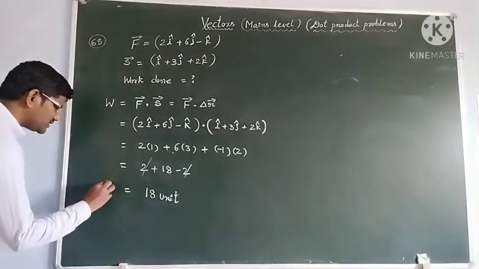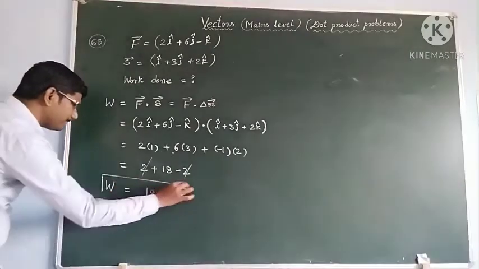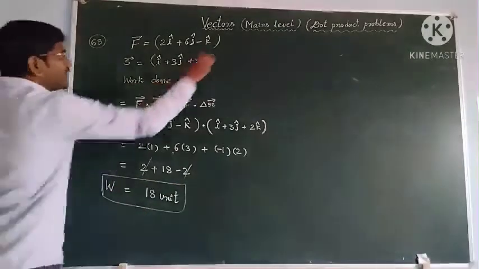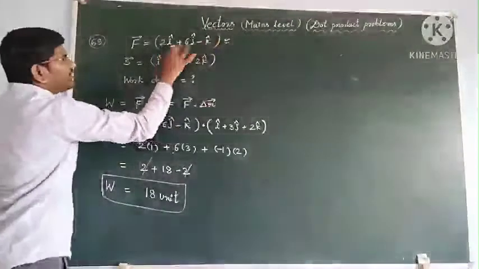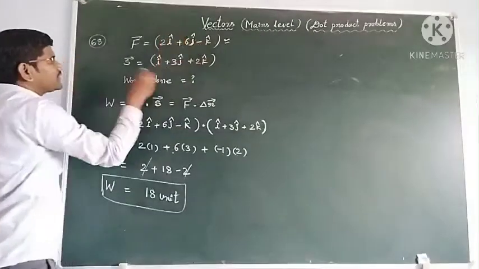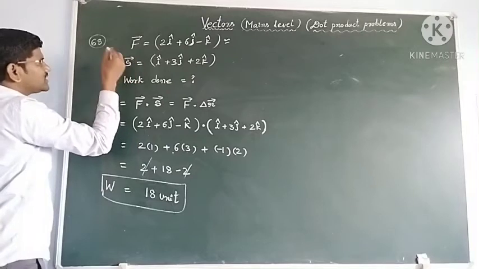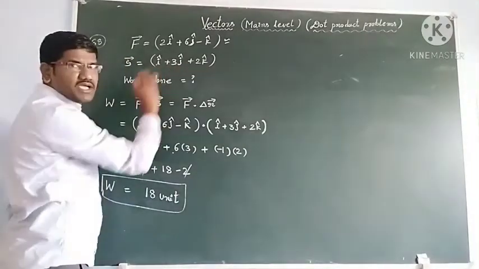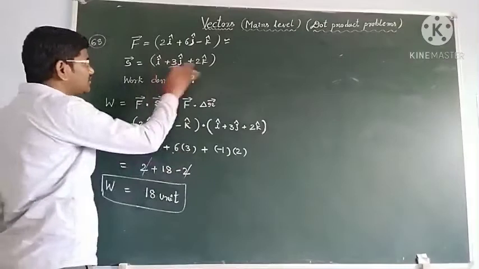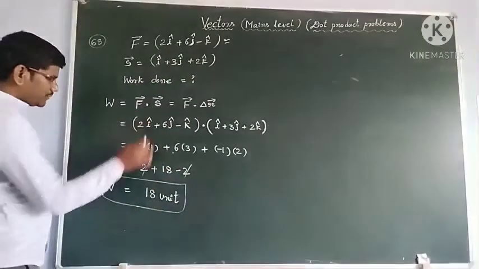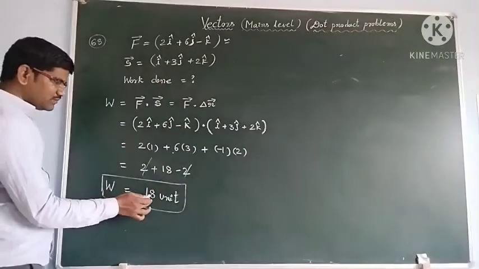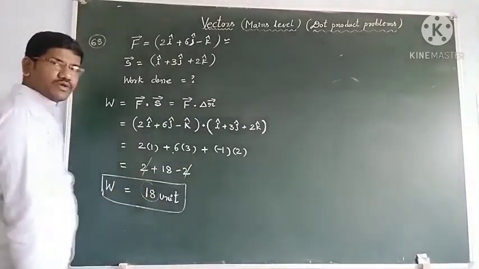So see, students, force is a vector quantity, so we have i cap, j cap, k cap units, and displacement is a vector quantity, so we have i cap, j cap, k cap units. We have vectors, but while doing the dot product we got work done as simply a scalar quantity.